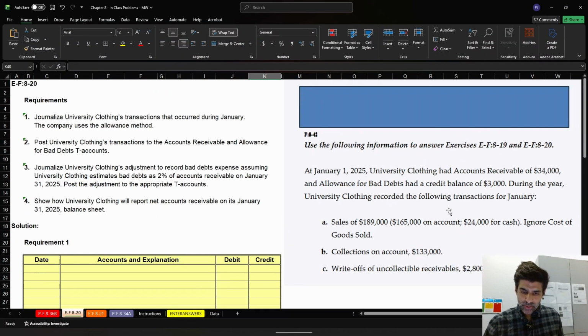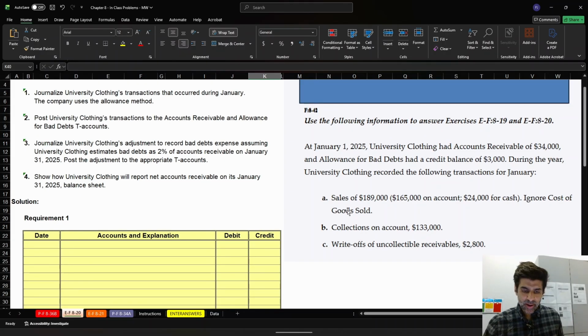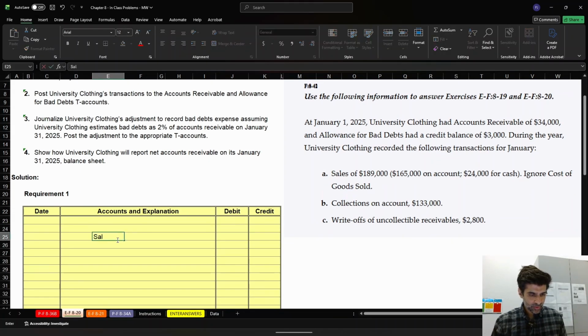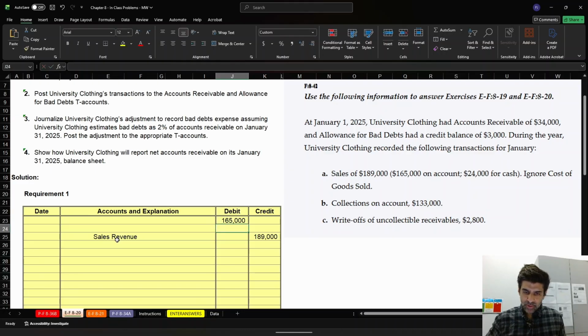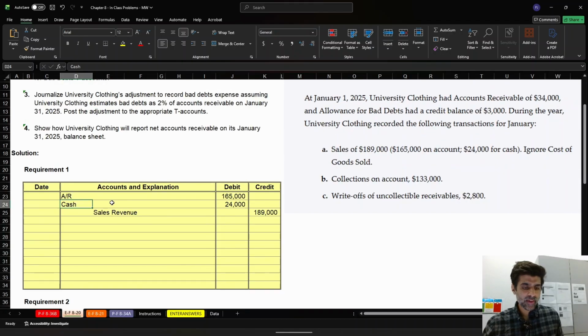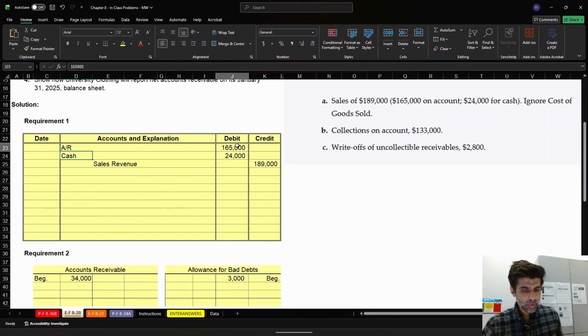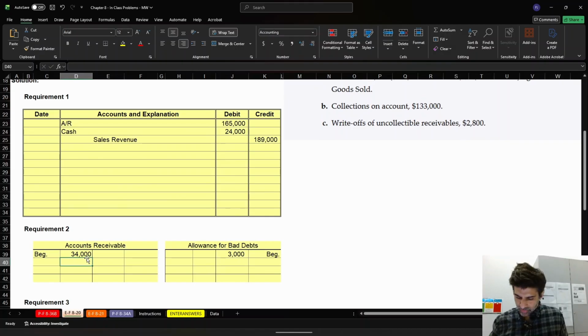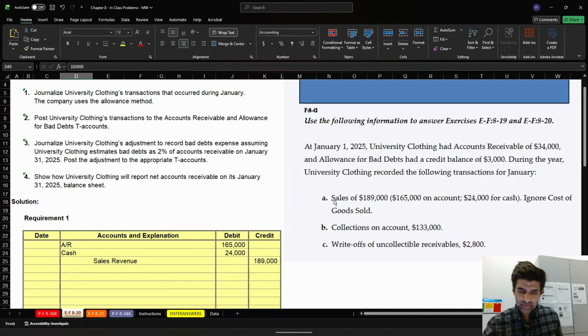Now let's do our journal entries. So we have sales of 189,000, so we're going to have sales revenue. And that's split between 165,000 on credit for accounts receivable and 24,000 for cash. So we'll have cash, accounts receivable. We're not really doing the cash T account, since this exercise is for receivables, so we won't worry about that. But we do have this debit of 165,000 from the period. Okay, so this first one is done.